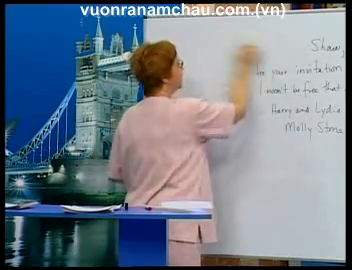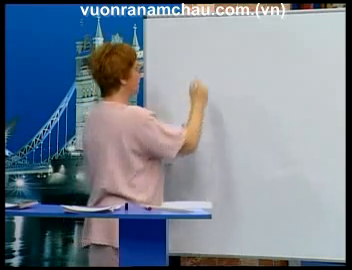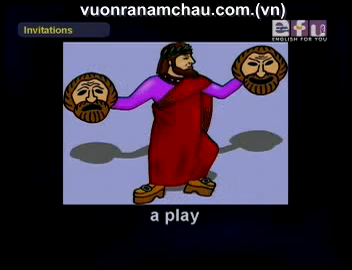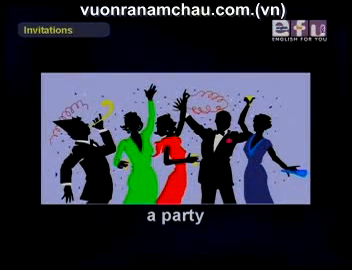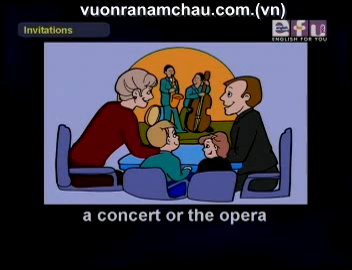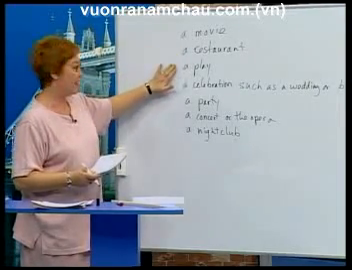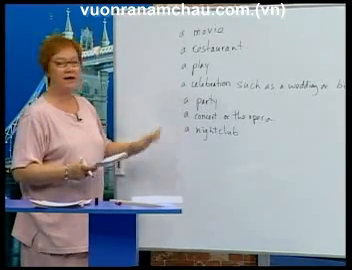Now, we're going to start with places that we invite people to. So, let me show you some of the places. For example, a movie, a restaurant, a play, a celebration such as a wedding or birthday, a party, a concert, or the opera, and maybe a nightclub. So we can invite people to places like a movie, a restaurant, a play, a celebration such as a wedding or birthday, a party, a concert or the opera, and a nightclub.